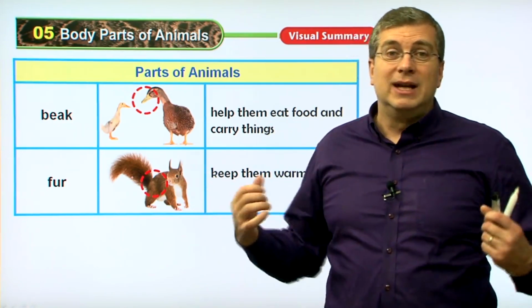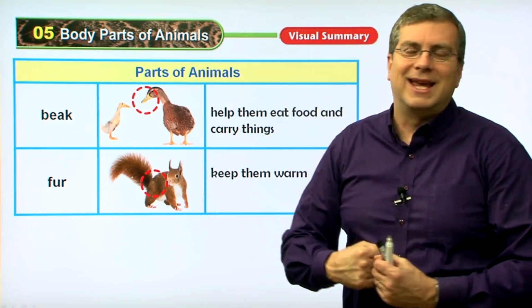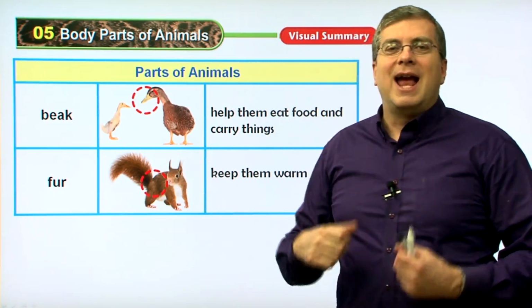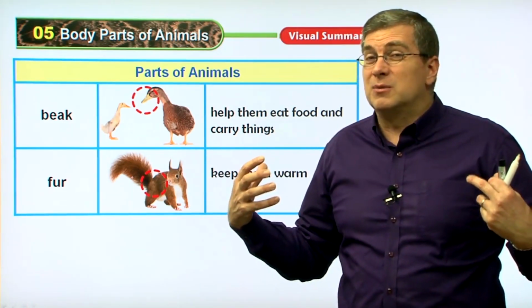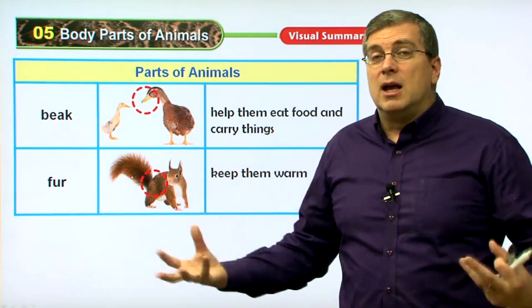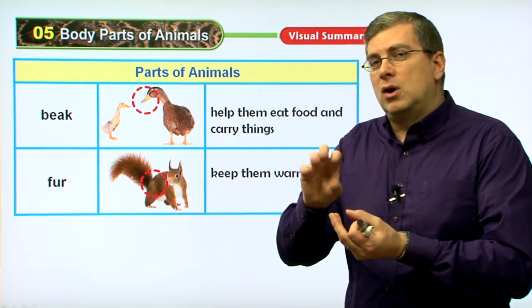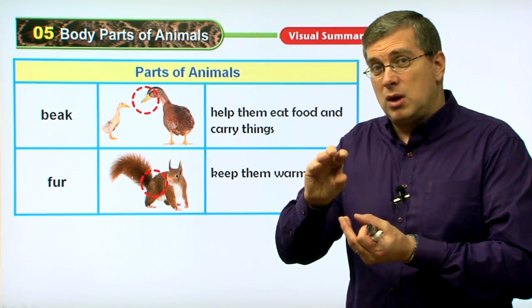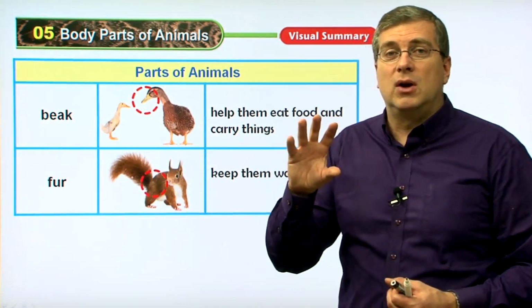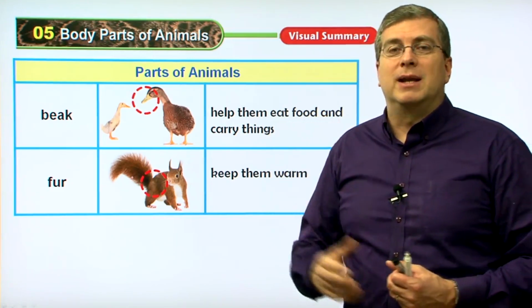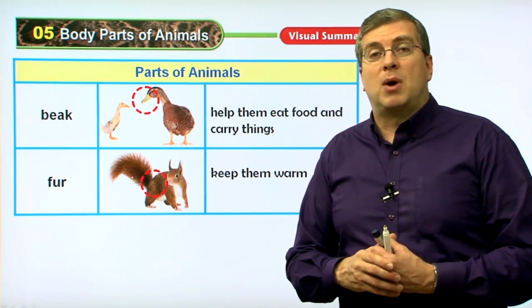Because, of course, animals don't have clothes. They can't say, oh, it's cold out, I'm going to put on a coat. They can't do that. They have fur, and they grow more fur in the winter because it's cold, and when the spring and summer comes, they shed a lot of hair, right? So their fur grows and gets smaller depending on the season. Different animals will have thicker fur or thinner fur depending on the season. It keeps them warm. Okay, those are the body parts of animals.